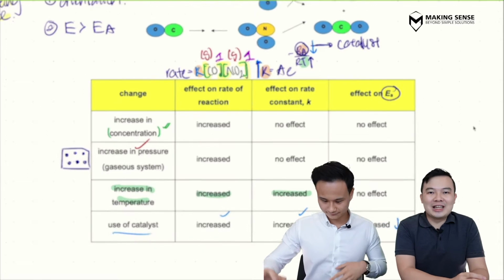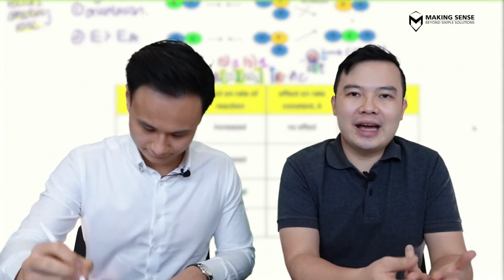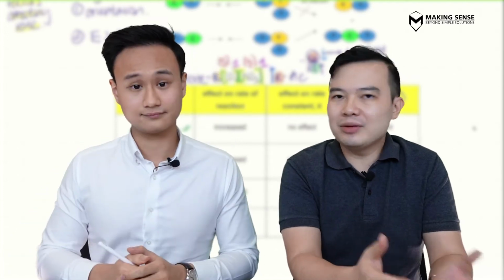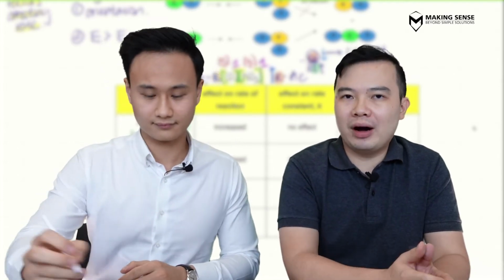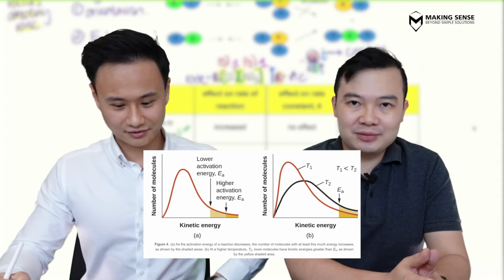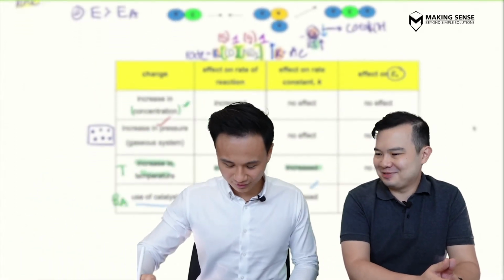Okay? So the last two factors, the change in temperature and the presence of a catalyst, one of the things that you must learn how to do is to explain how it affects the rate through the use of a Maxwell Boltzmann distribution curve. Wow, sounds complicated, right? Of course it is. So come, let's talk about it.